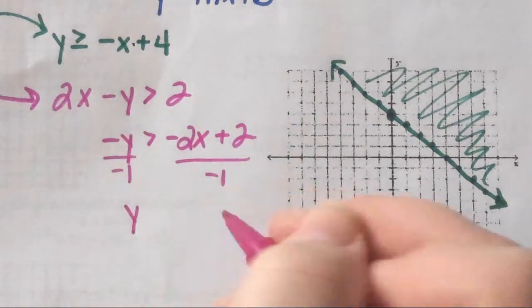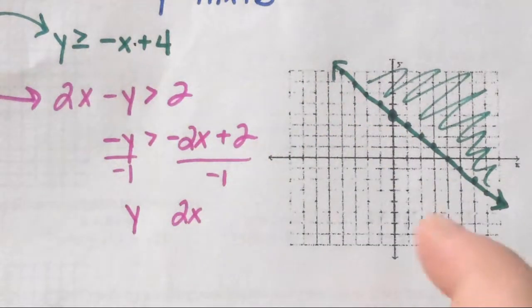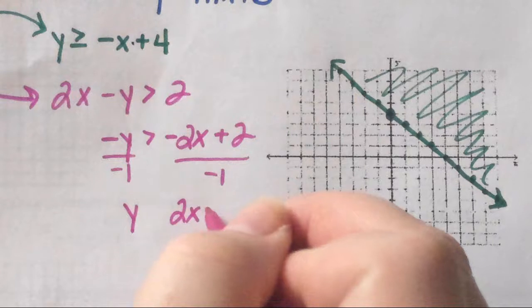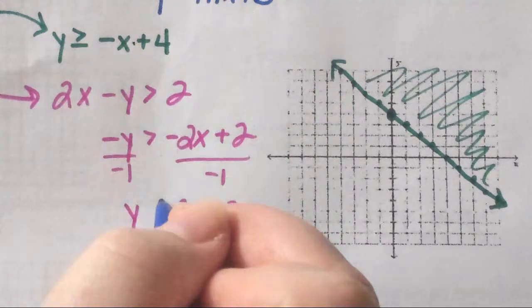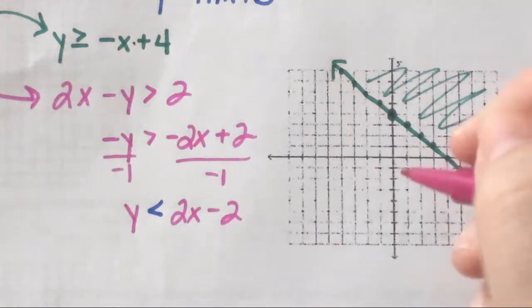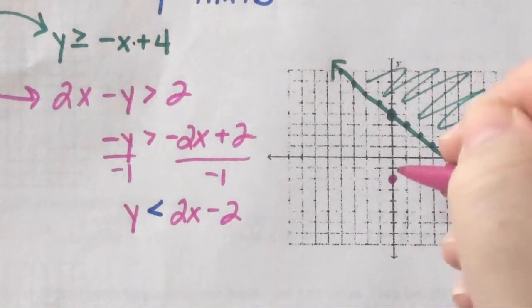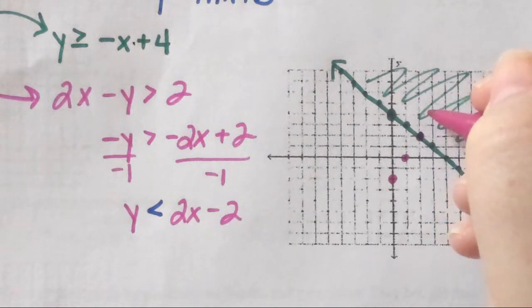And I get y, a positive 2x, negative divided by a negative is positive. 2 divided by negative 1 is negative 2. Oh, but since we divided by a negative, we have got to flip that sign. So it was greater than, now it's less than. So when I graph this line, I go to my intercept of negative 2. I count up 2 and over 1, up 2 over 1, up 2 over 1.